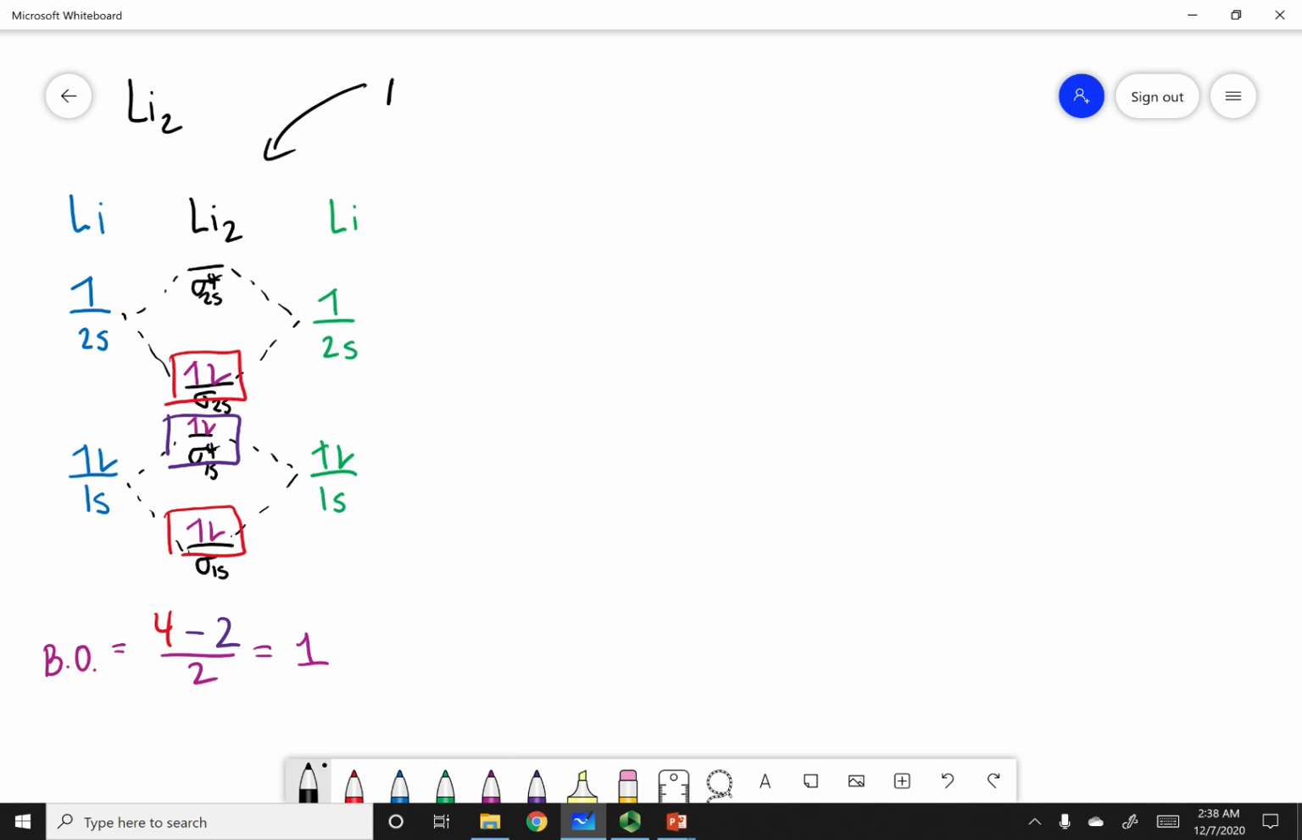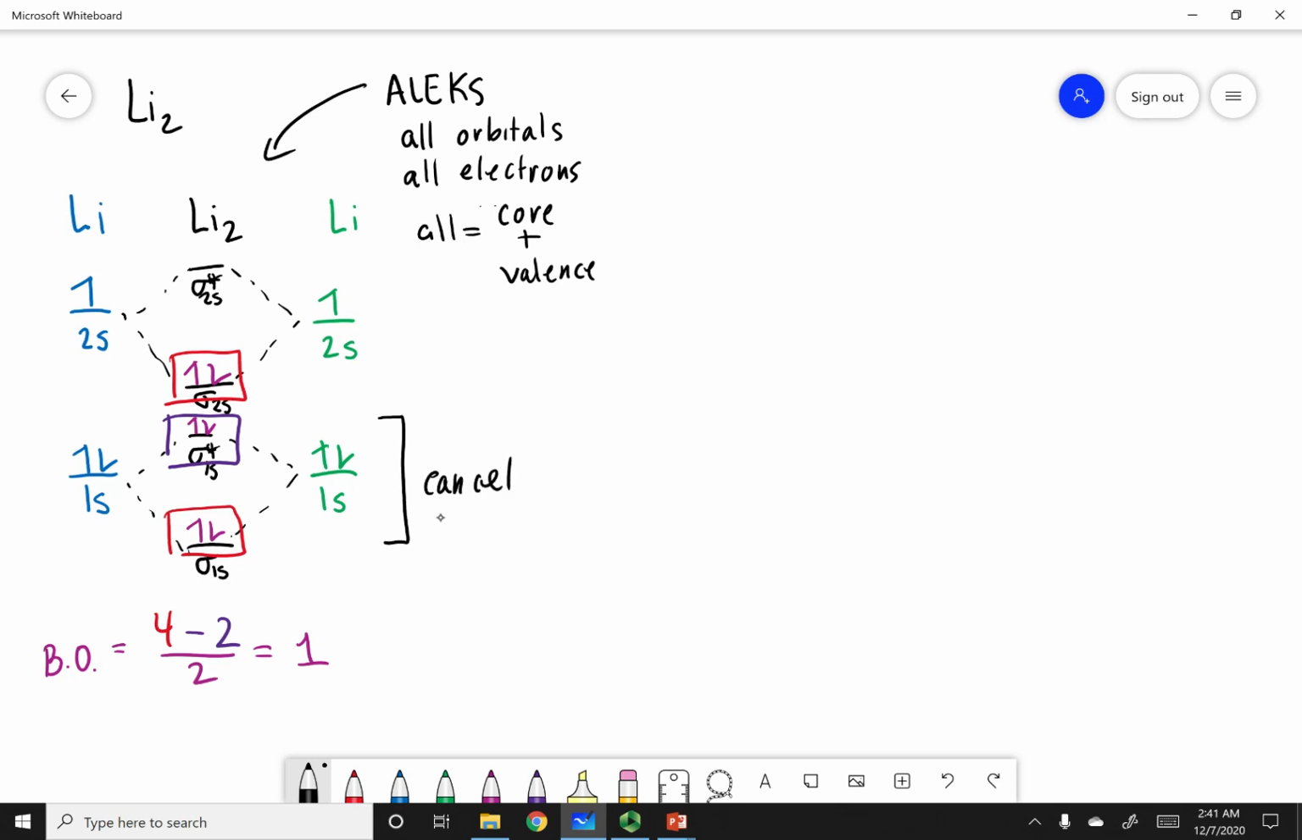What I want to mention with this picture is that this is the way these types of molecular orbital diagrams can be done: using all the orbitals with all the electrons, meaning the core plus the valence. Now there's a shortcut to do these diagrams, which is what your book does and what you will see in a lot of other places. Things in a different shell don't interfere with another shell, meaning everything in n equals 1 is not going to interact with things in n equals 2. What's more, core orbitals and core electrons cancel each other out, meaning the number of bonding electrons is the same as the number of anti-bonding electrons.